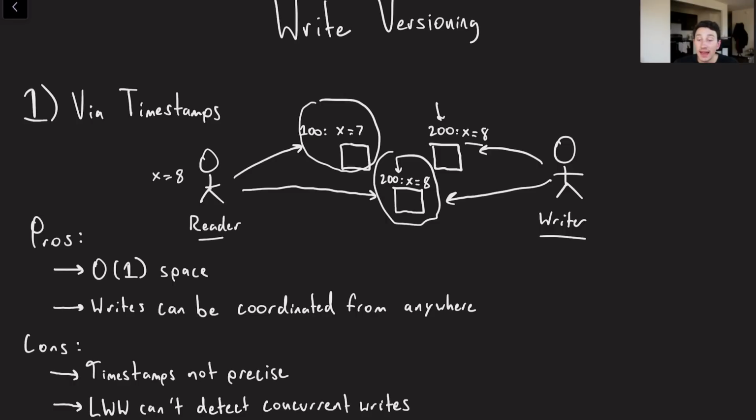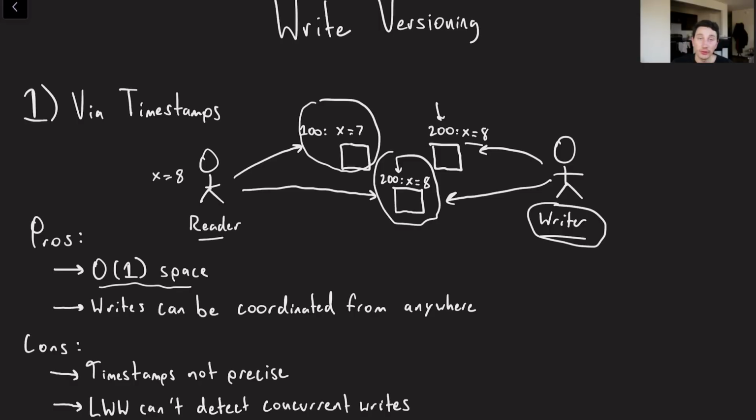So the nice thing about it is that storing a timestamp per key takes constant space, which is very nice. Additionally, if I'm a writer, I can basically just write to the node, and the node itself can assign a timestamp. There doesn't have to be any coordination like we'll see in a little bit with version vectors.